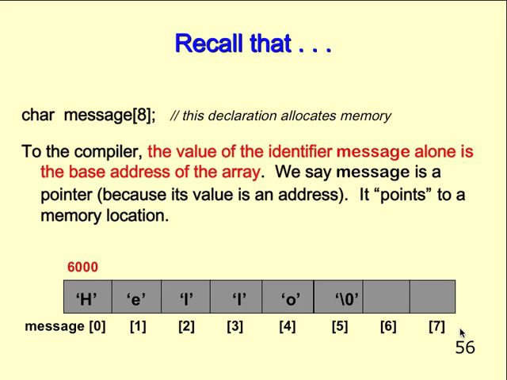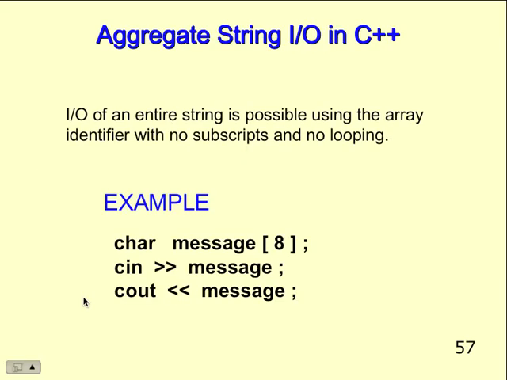So let's take another look at the concept, recalling that to the compiler, the value of the identifier message alone is the base address. Reiterating that point, it points to that particular memory location. This is getting you familiar with the use of pointers, actually. That's the purpose of that.